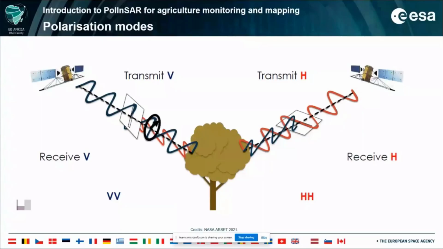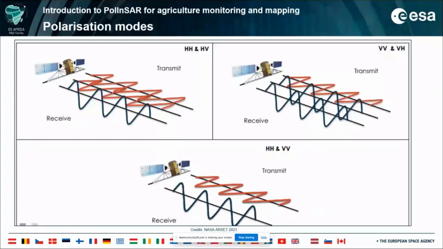And when the transmitted and received polarizations match, so for example VV or HH, it is called co-polarized image or data. When they are different, for example VH or HV, it is called cross-polarized. And these terms are very important because we are going to use them in the PolInSAR techniques as well.